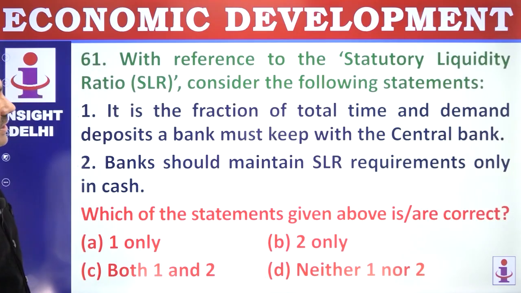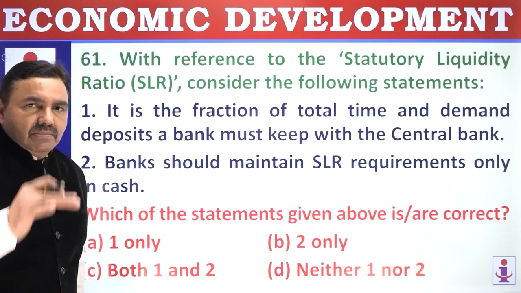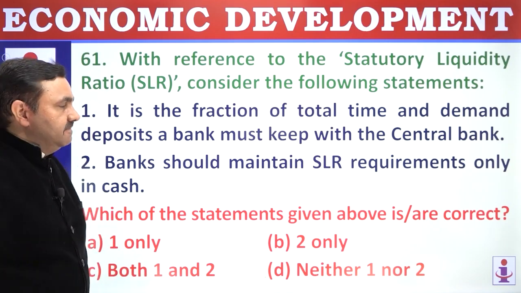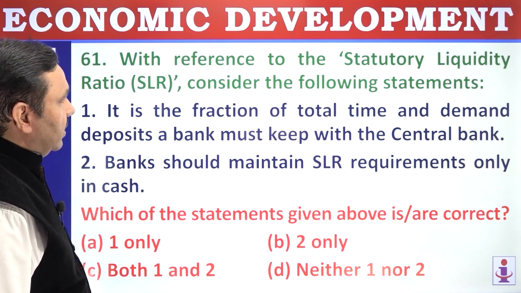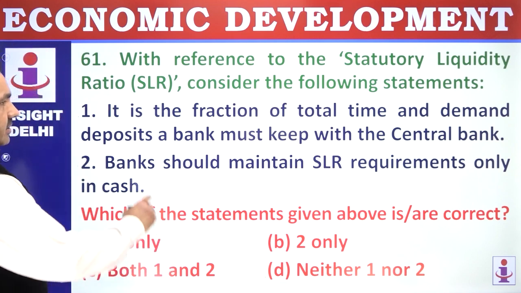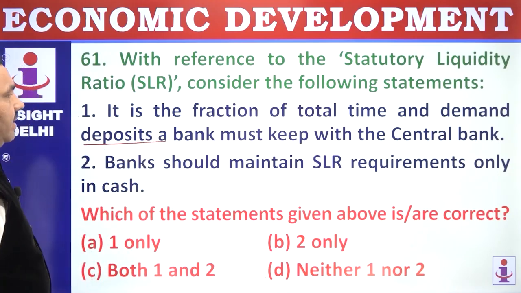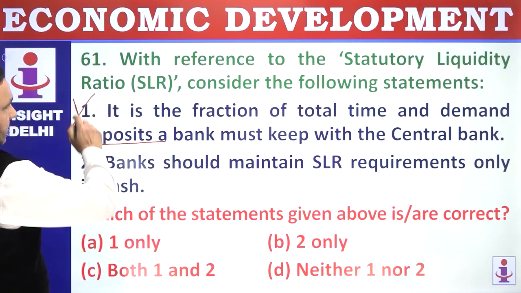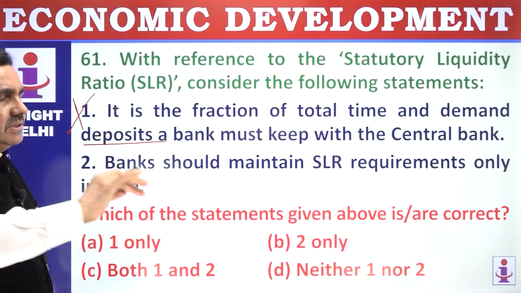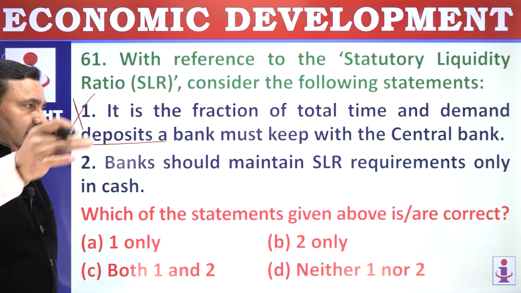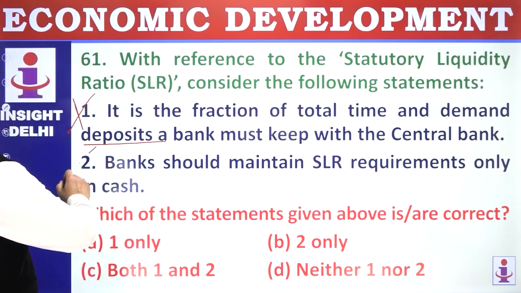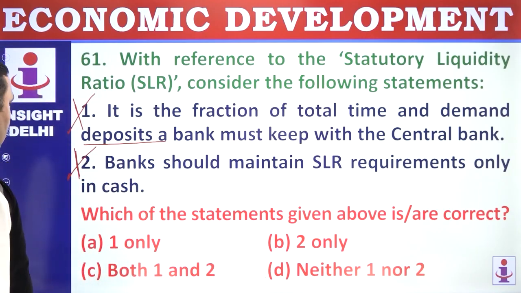With reference to statutory liquidity ratio, consider following statements. SLR, this much amount of NDTL a commercial bank has to keep with RBI. It's the fraction of total time and demand deposits of a bank that must be kept with central bank. Not RBI, sorry, it will be with the bank itself. So bank has to keep with itself. RBI with CRR. CRR is kept with RBI. SLR is kept by the bank with itself. Banks should maintain SLR requirement only in cash, not in cash, but approved securities and gold also. Both are wrong here.